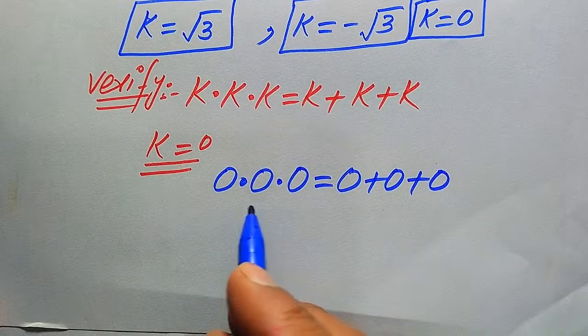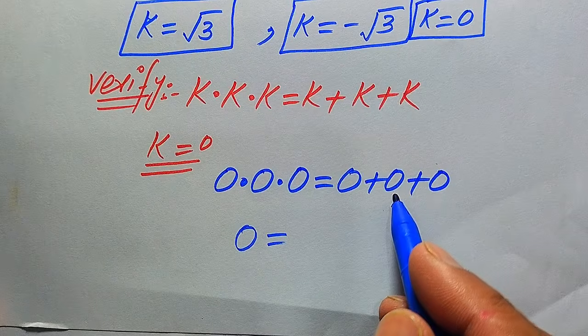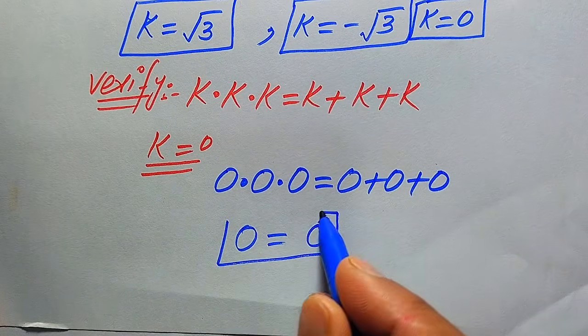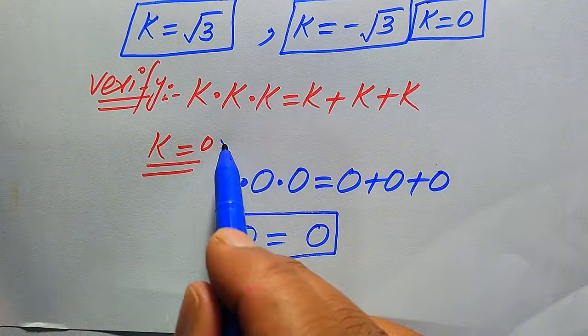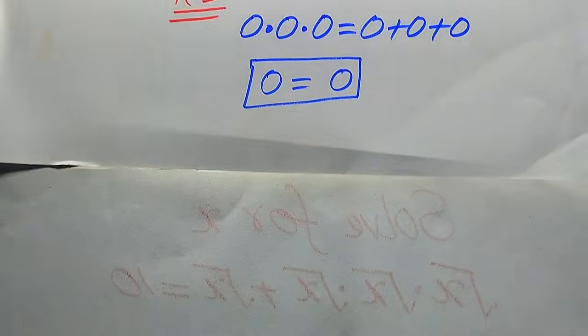So here you see that when we multiply 0 three times it will remain 0, and when we add 0 three times it will also remain 0. So this shows that both of the sides are equal. It means that the value k equals 0 satisfies the given question statement. And now in the next step we need to verify our other two roots.